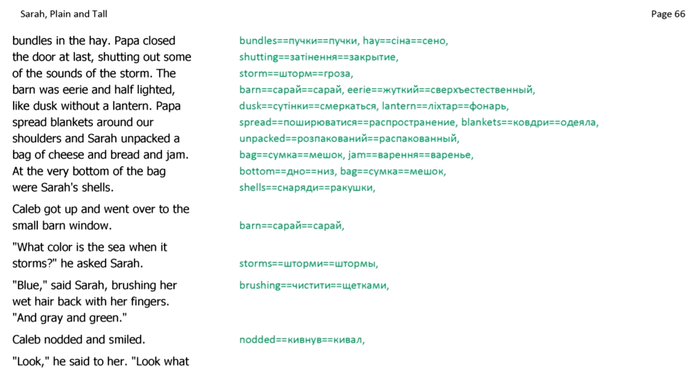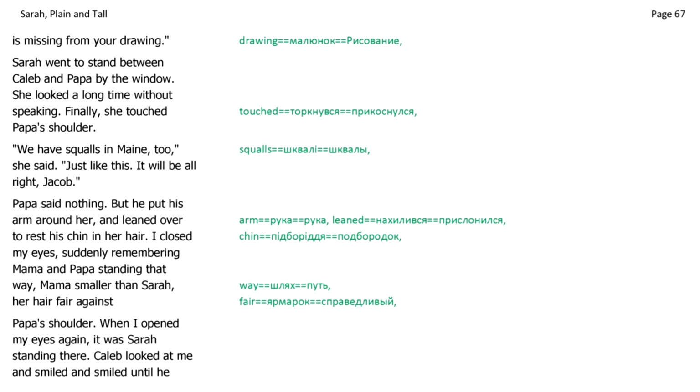Caleb got up and went over to the small barn window. "What color is the sea when it storms?" he asked Sara. "Blue," said Sara, brushing her wet hair back with her fingers, "and gray and green." Caleb nodded and smiled. "Look," he said to her. "Look what is missing from your drawing."